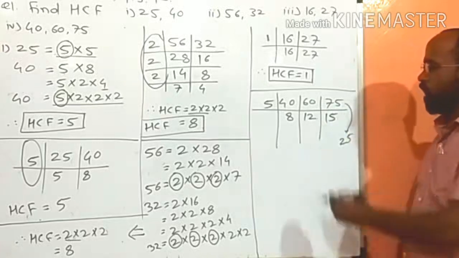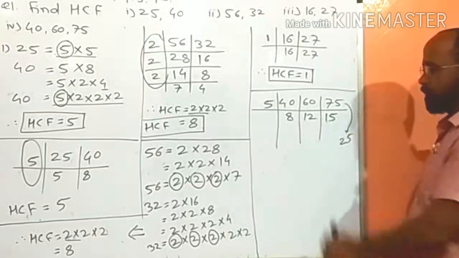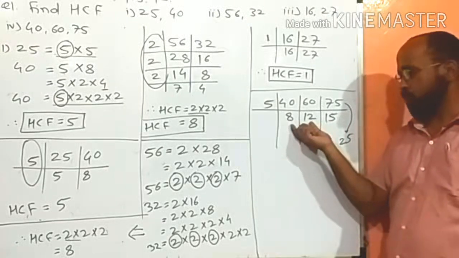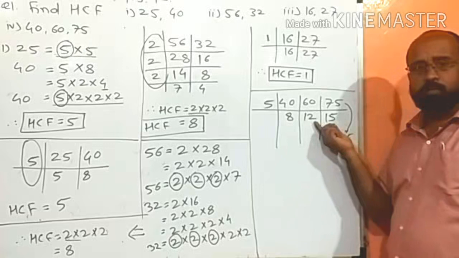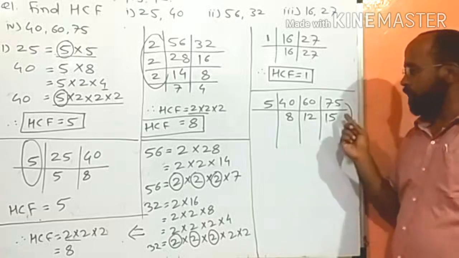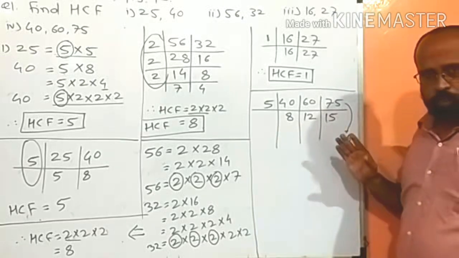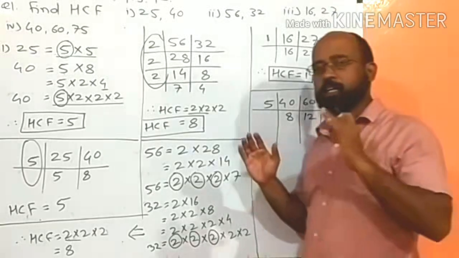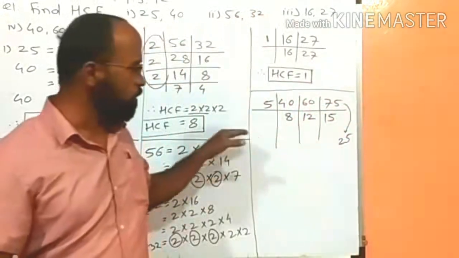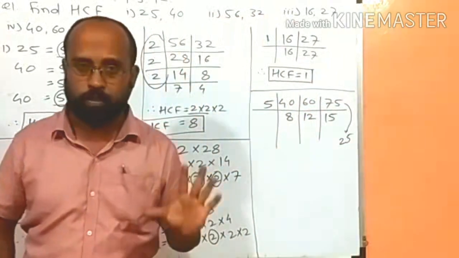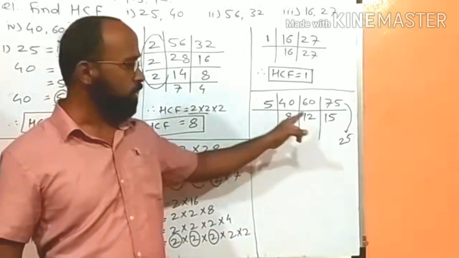Clear? Now among these three numbers 8, 12 and 15, two numbers are divisible by 2, 8 and 12. And two numbers are divisible by 3. But all three numbers are not divisible by any common number. So while finding HCF, if all numbers are not divisible by any common number, we have to stop there. Okay? So our factorization stops.